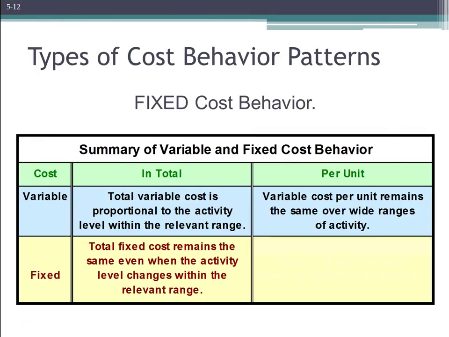So moving back to types of cost behavior, a fixed cost behaves almost the opposite way that a variable cost does. Let's start with in total a fixed cost. A total fixed cost remains the same even when the activity level changes.